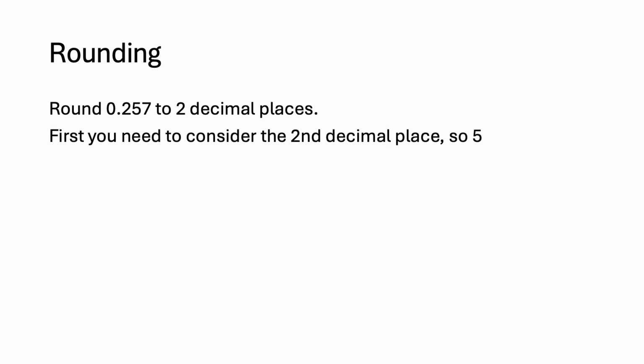Okay, so now let's look at rounding. Let's say we have a question like this, which says round 0.257 to 2 decimal places. So the first thing we need to do is essentially to consider the second decimal place. So if we look at 0.257, this 2 is the first decimal place, the 5 is the second decimal place, and the 7 is the third decimal place.